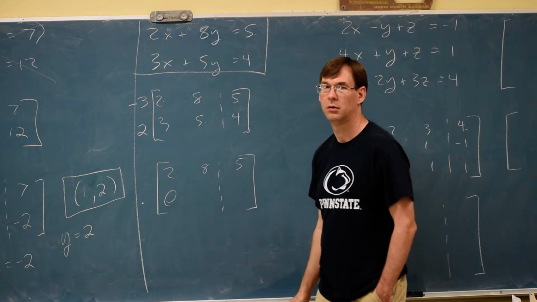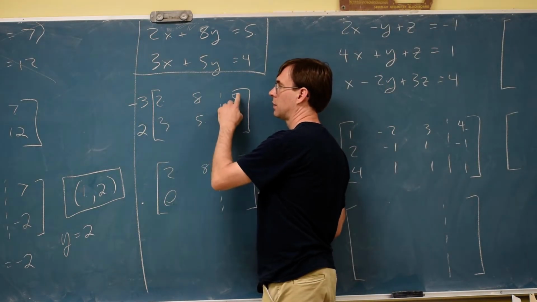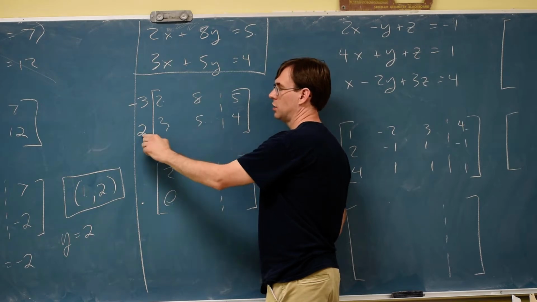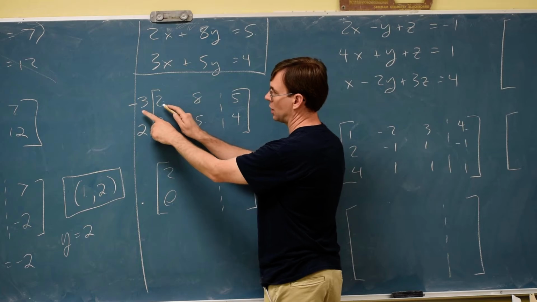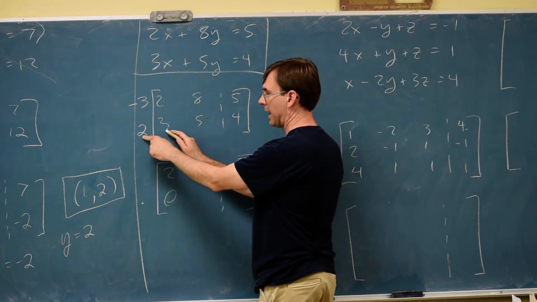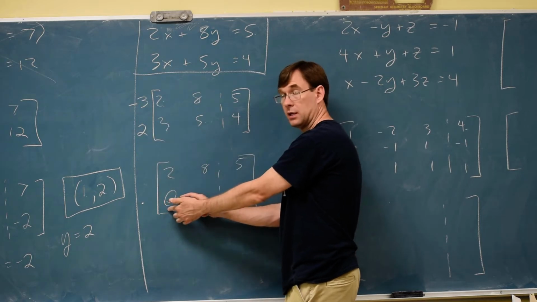I'll pick that one. So I'm going to multiply this by -3. I'm going to multiply this by +2. And then I'm going to add these together. So this is -6, added to +6 makes the 0. I chose those numbers specifically because they give me the 0.